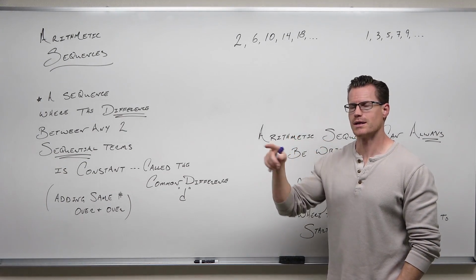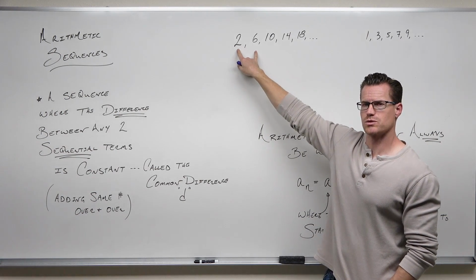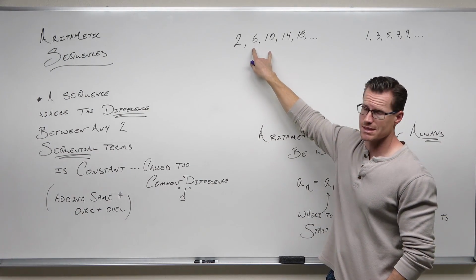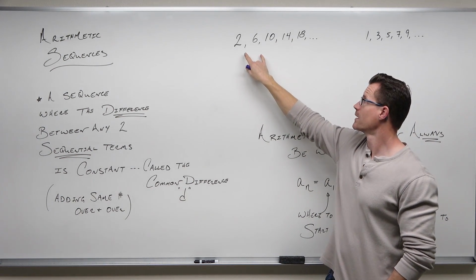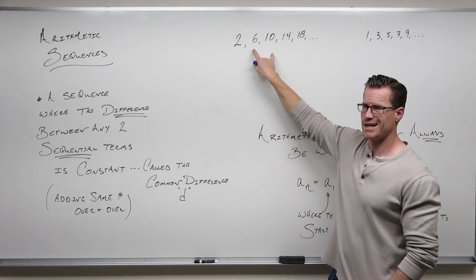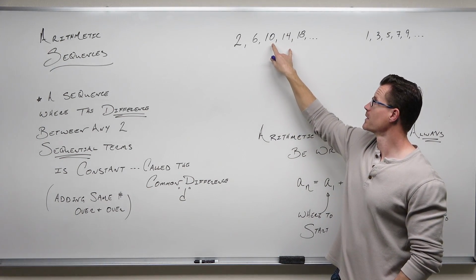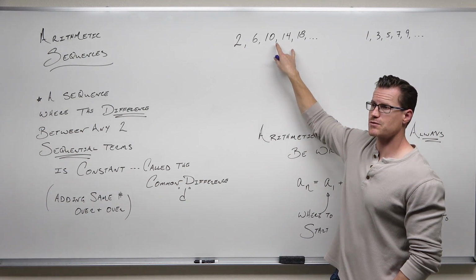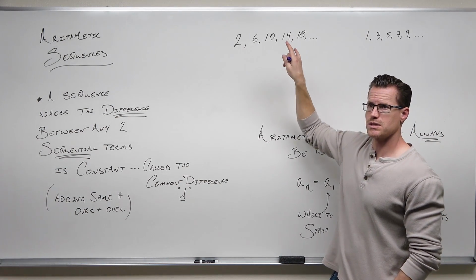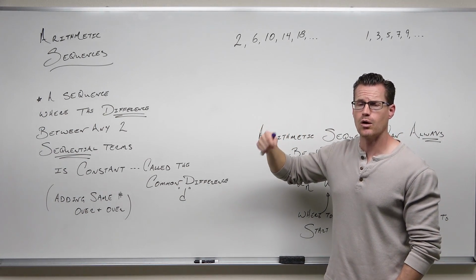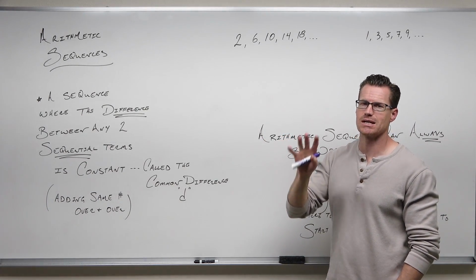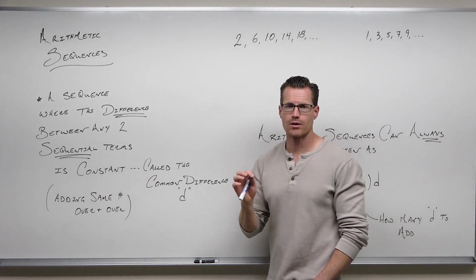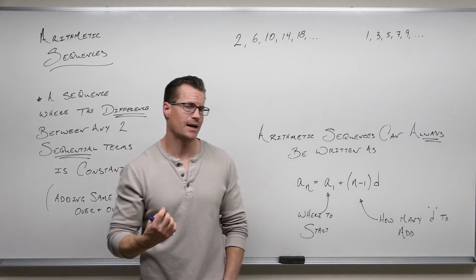So take a look at this. If I take any two sequential terms, that's 2 and 6, or 6 and 10, or 10 and 14, or 14 and 18, and I subtract them: 6 minus 2 is 4, 10 minus 6 is 4, 14 minus 10 is 4, and 18 minus 14 is 4. The number I'm adding over and over again is called the common difference, and in this case, it's 4. This is how arithmetic sequences work and how they're structured.